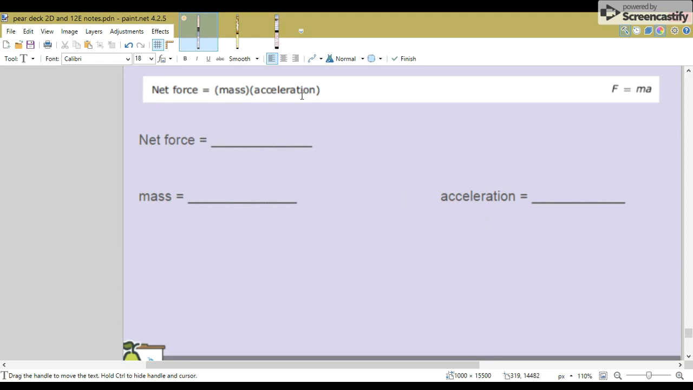Okay, now you're going to try this one on your Pear Deck slide. The net force is mass times acceleration. Solve for each variable separately. Okay, so net force is mass times acceleration. Mass is the net force divided by the acceleration, and the acceleration is the net force over the mass.